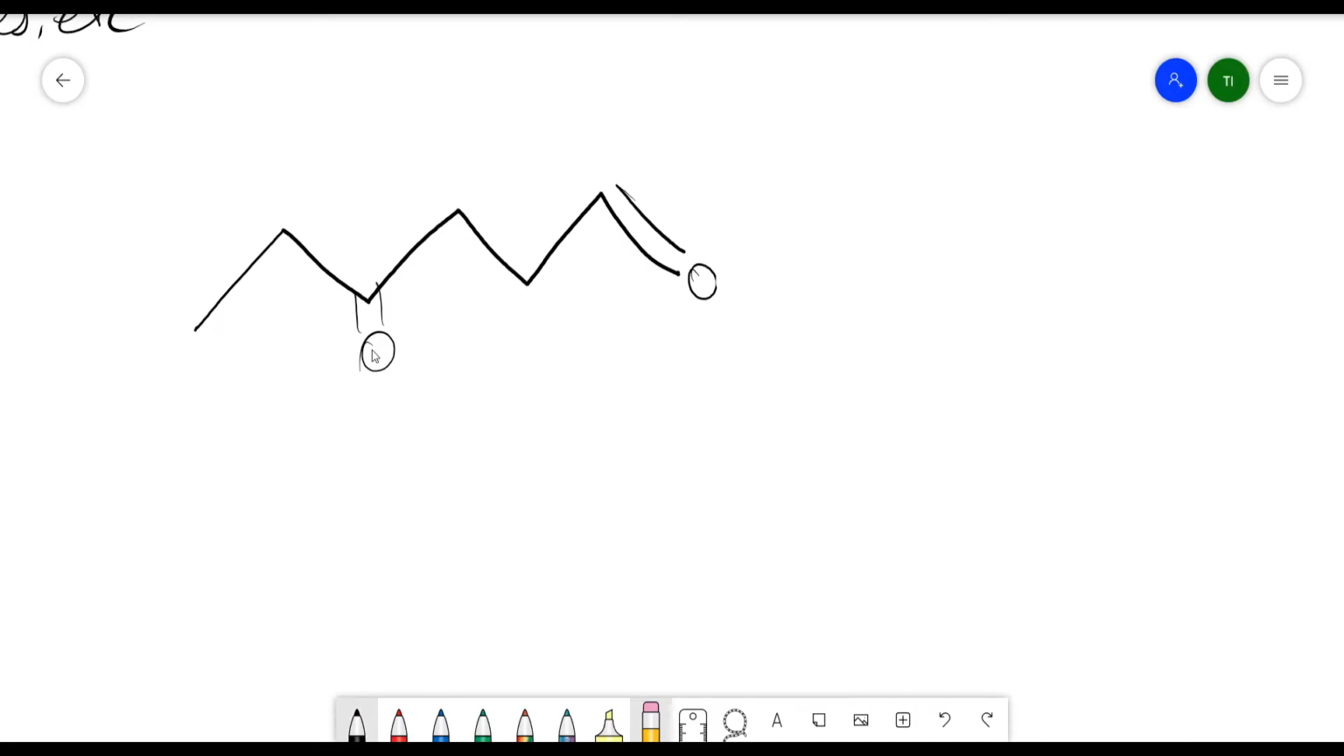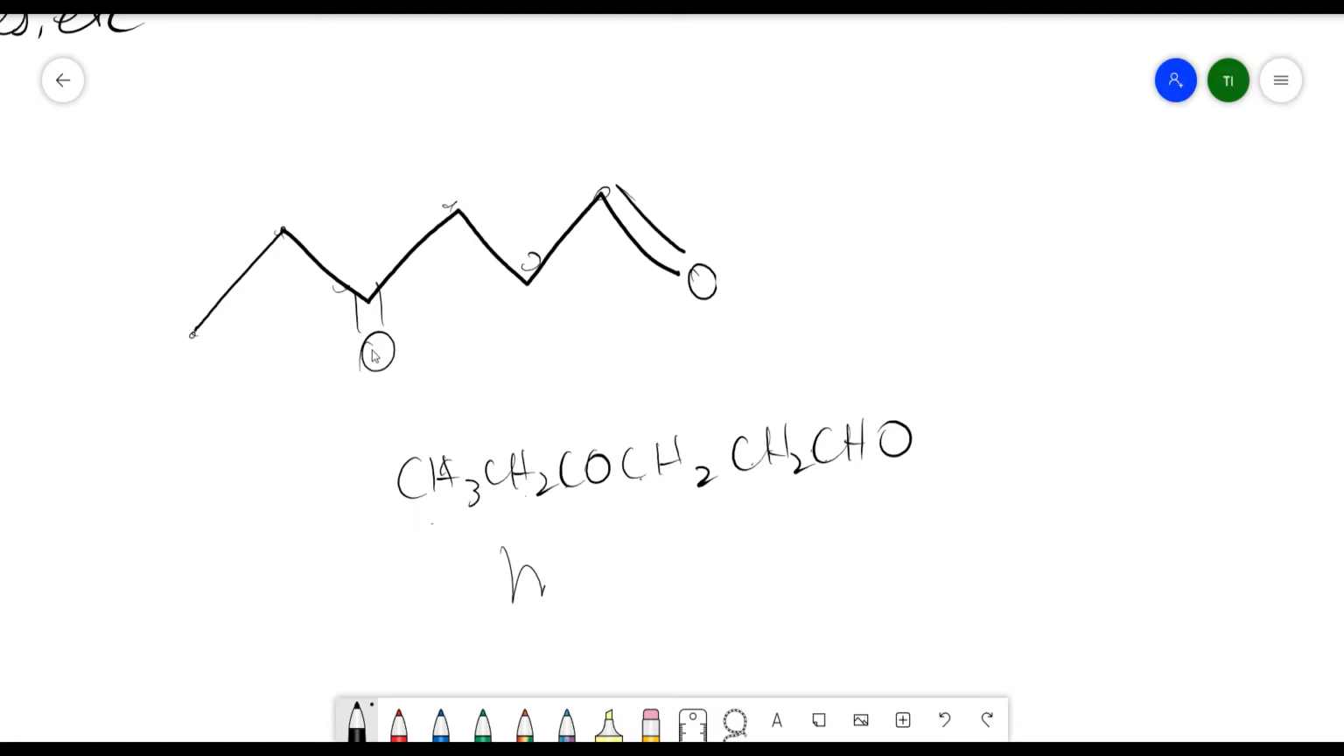So, go ahead and try naming this compound. Anyway, firstly let's draw the structural formula. So 1, 2, 3, 4, 5, 6. So CH3, CH2, CO, CH2, CH2, CHO. This is an aldehyde. Now you would give the aldehyde the smallest number possible, so 1, 2, 3, 4, 5, 6. So it'll be hexanal.